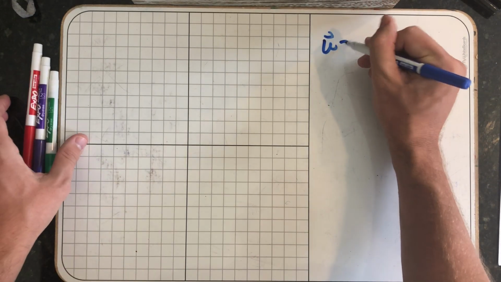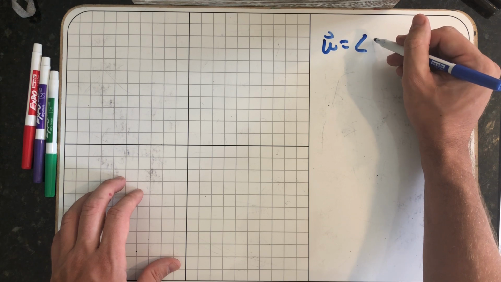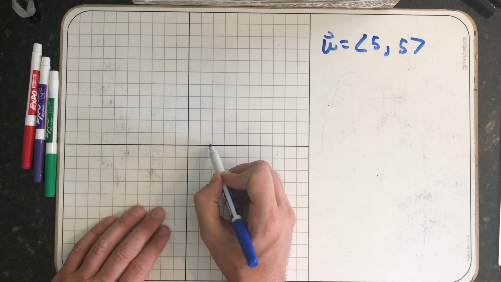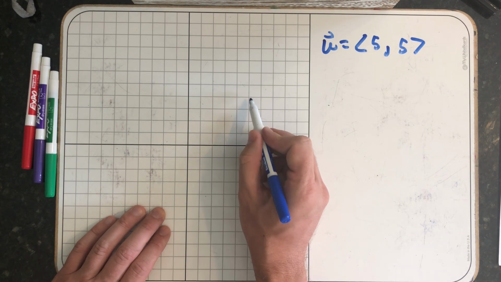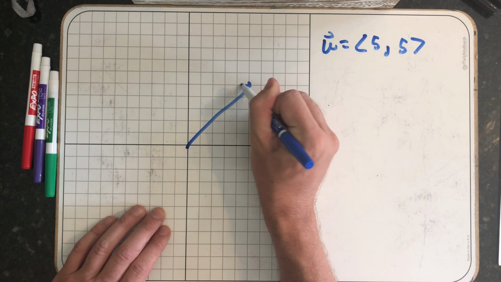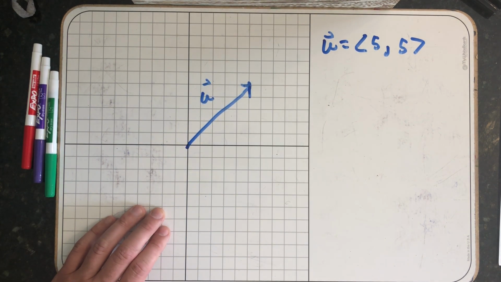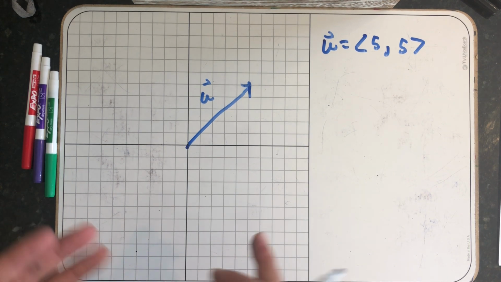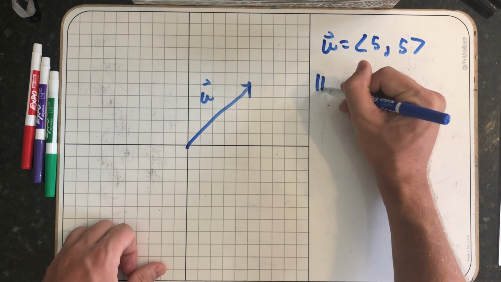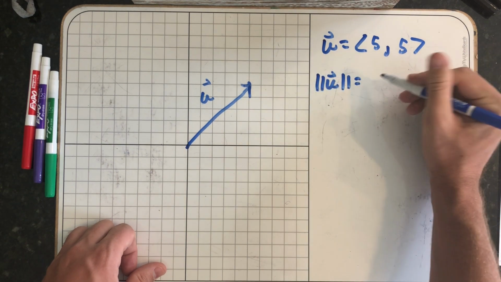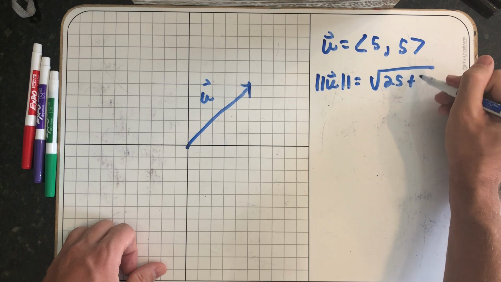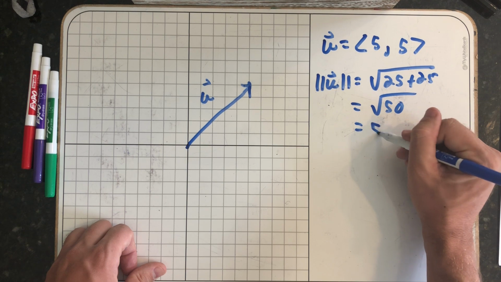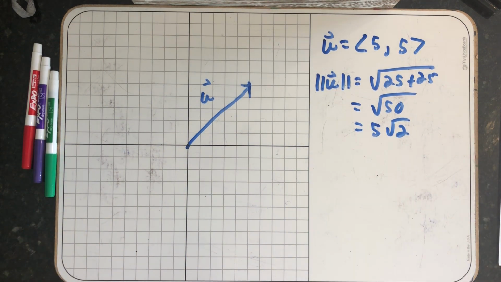So let's take the vector u in the plane to be the vector 5, 5. Nothing too interesting. 1, 2, 3, 4, 5. 1, 2, 3, 4, 5. There's my vector u. Let's write u down in terms of its magnitude and its direction. And right away I see the length is 5 root 2.